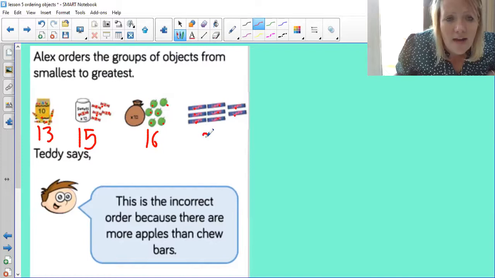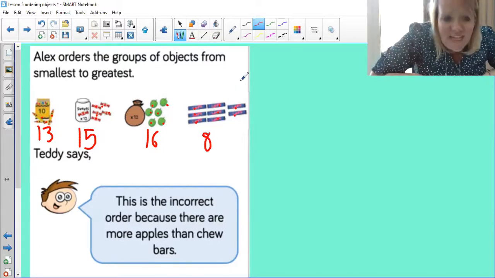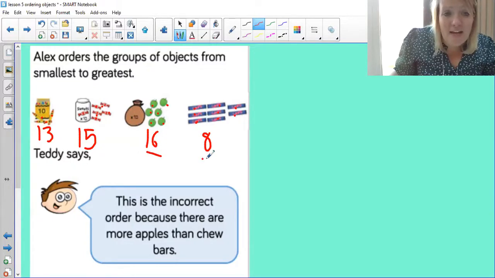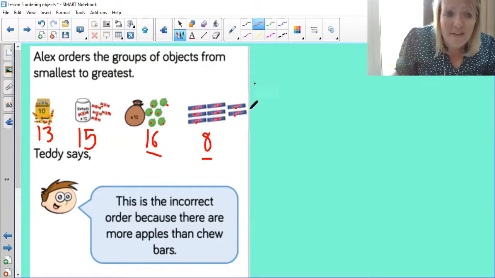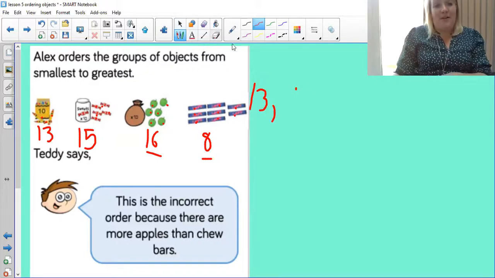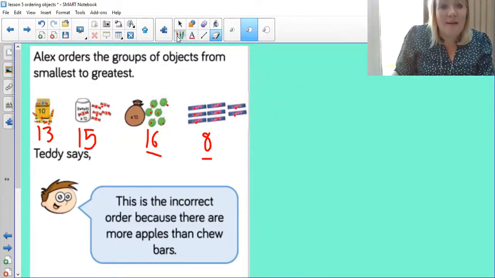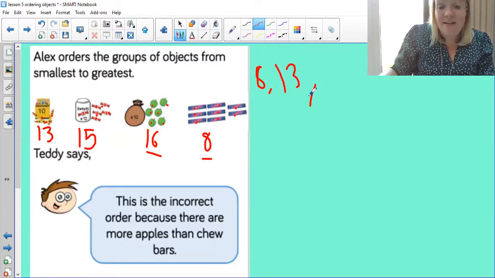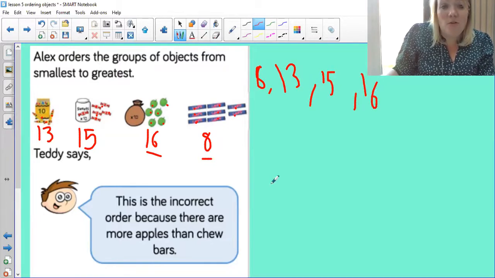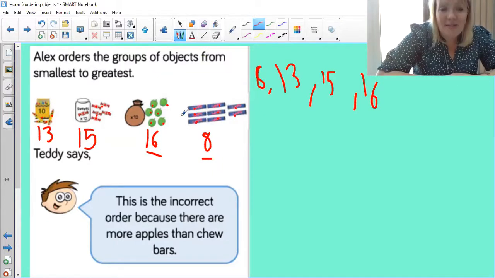1, 2, 3, 4, 5, 6, 7, 8. Uh-oh, there are 8 chew bars. So Teddy says it was wrong and not smallest to greatest because there are more apples than chew bars. Is he right? Is 16 bigger than 8? Yes, so it should be the other way around. So what order should it go in? 13. Oh, it shouldn't go 13, should it? Silly me. It should go 8, 13, 15, and then finally 16. And that would make it smallest to greatest.